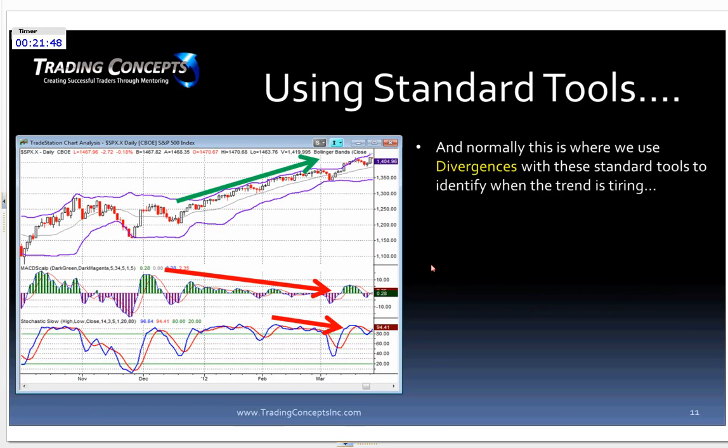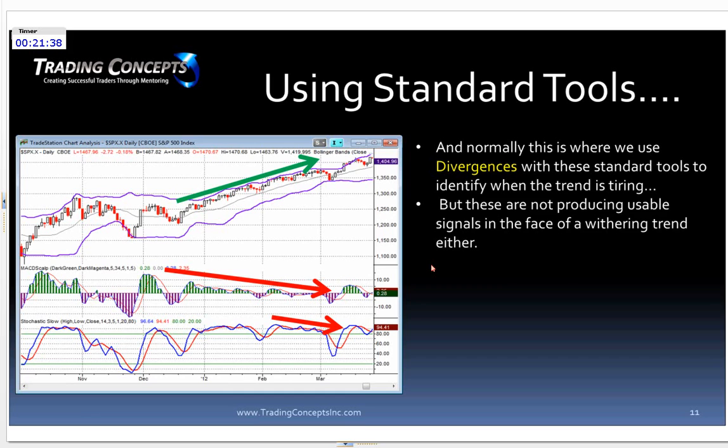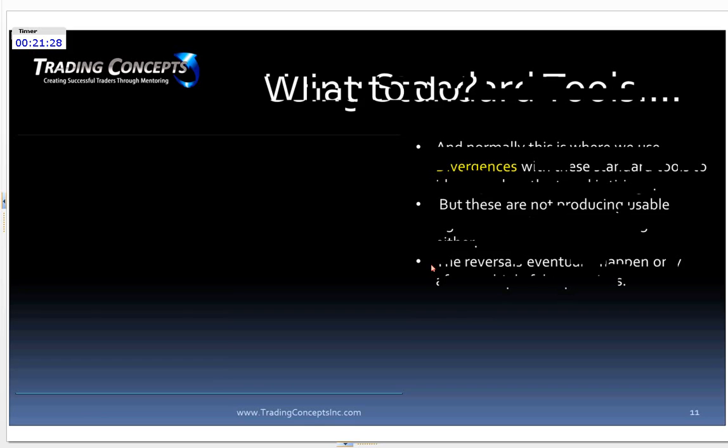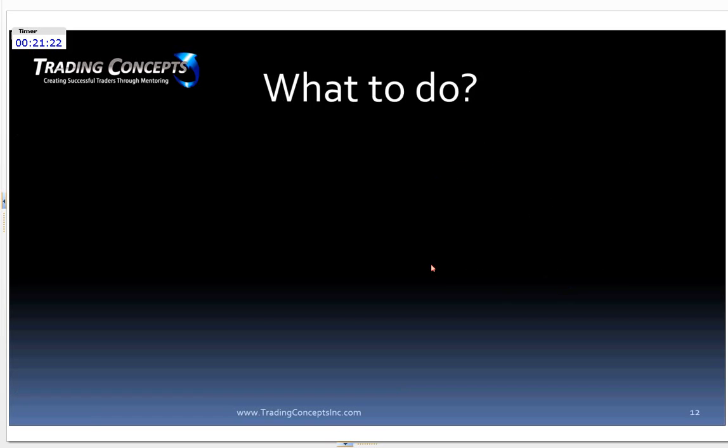Now we can use the standard tools like what I talked about, the histogram divergences and the MACD or the oscillator crossovers. And these divergences used to be what we would add on top of them. Well, no longer. These are not producing usable signals either. The reversals eventually happen only after multiple false positives. We've all been there before, right? I mean, we've seen this over the last 4 years again and again and again, and you wonder, okay, is the market out to get me?